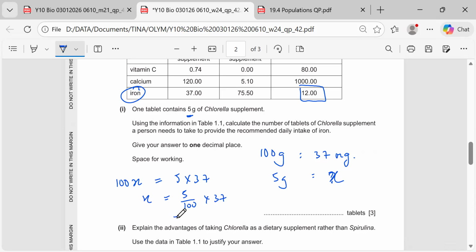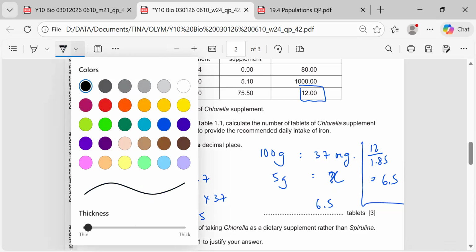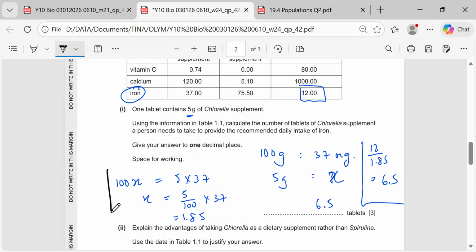So 1.85 milligrams is in one tablet, and I need 12. So I take 12 divided by 1.85, which is about 6.48, so 6.5 tablets. I know it's a lot of calculation because I did this question before. That's why it's 3 marks.